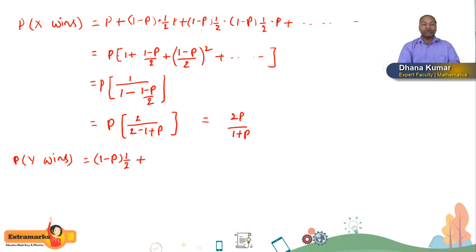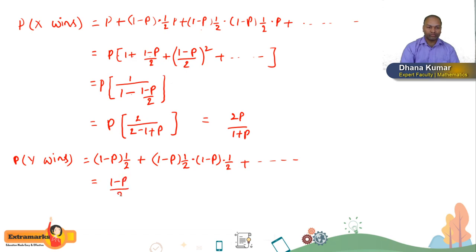Plus. And again, Y will win in the second round. Second round means the first round fails. So, that is 1 minus P, X fails. Here, Y also fails, 1 by 2. And again, X fails, Y will win. Correct? So, that is 1 by 2 and so on like that. So, that is equal to what here? (1 minus P) by 2 plus (1 minus P) whole square by 4 plus so on.